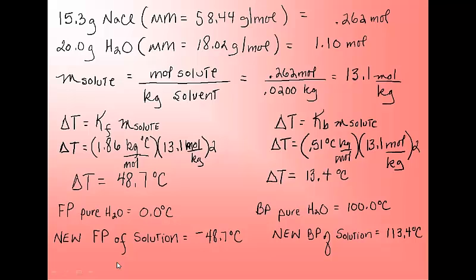The freezing point of pure water is 0 degrees Celsius, so the new temperature is lower than 0 degrees Celsius, so it's a negative number. The boiling point of pure water is, of course, 100 degrees Celsius, so the new boiling point of the salt solution is going to be greater than 100. So a couple of things to remember there.